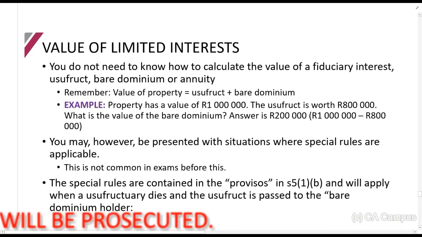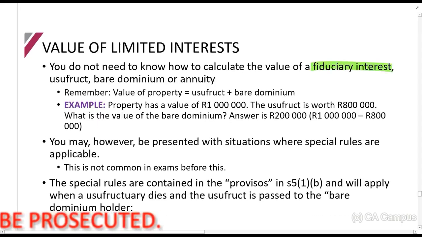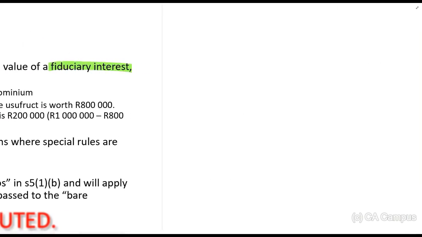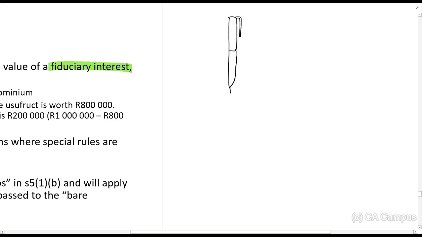Now remember again guys, a limited interest is a fiduciary interest, a usufruct, a bare dominium, or an annuity. Now I'm going to just remind you very quickly again what a usufruct and a bare dominium are. This is a pen, as you can see, and admit that you are totally impressed with. Right, so this is a pen. This pen is worth 10 rands. Now, all assets work like this. This asset consists actually of two parts. It consists of a usufruct and it consists of a bare dominium.